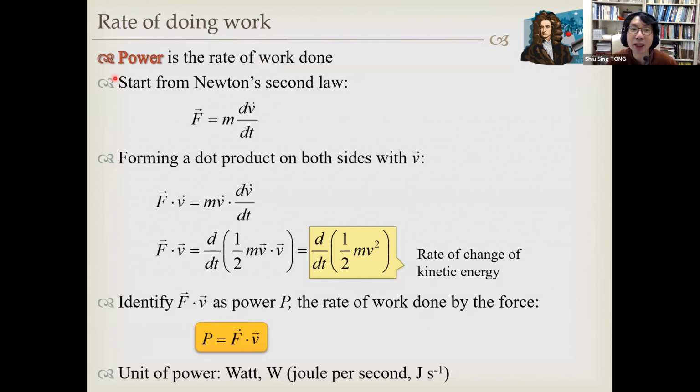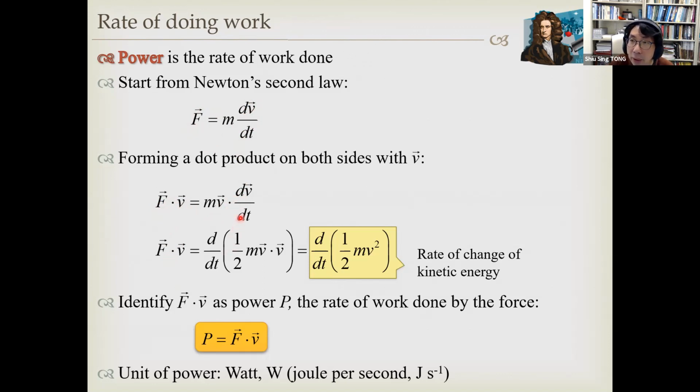Okay. Now, we start from Newton's second law to calculate power. We use the vector form, and we form a dot product of F and, on the right-hand side, dv/dt with another velocity v. So the left-hand side becomes F dot v, and the right-hand side becomes v dot dv/dt.